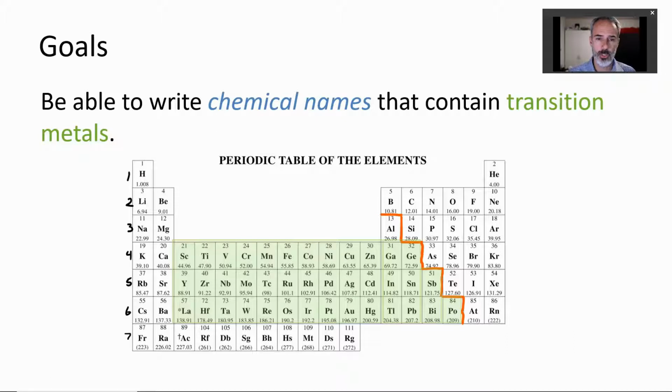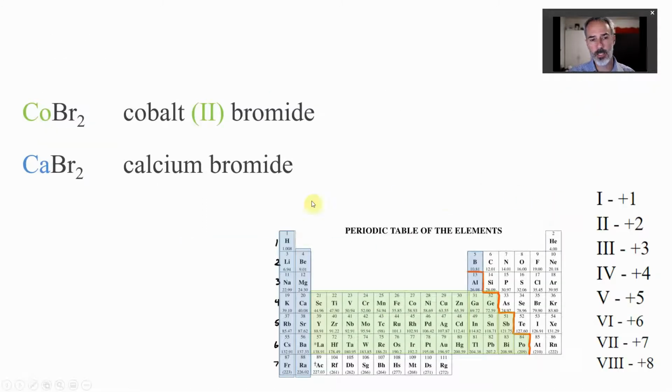And the only real trick to that is figuring out, if I know they need a Roman numeral, what Roman numeral should it be? We know it's the charge, but if they can have more than one possible charge, it's something we're going to have to figure out as we go through it. So let's look at these two compounds.